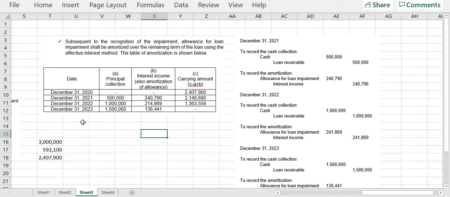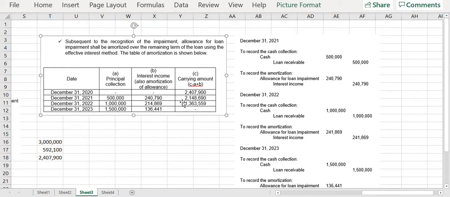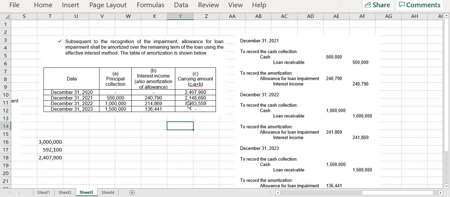Okay, so for December 31, 2022 naman, no? So same process lang siya, okay? Kunin mo ang interest income in 2022 by multiplying 10% by the carrying amount of the loan in 2021. So that's 2,148,690 times 10%. Meron tayo ditong interest income. Okay, so principal collection na 1 million minus the interest income for 2022, then you get the carrying amount for 2022.